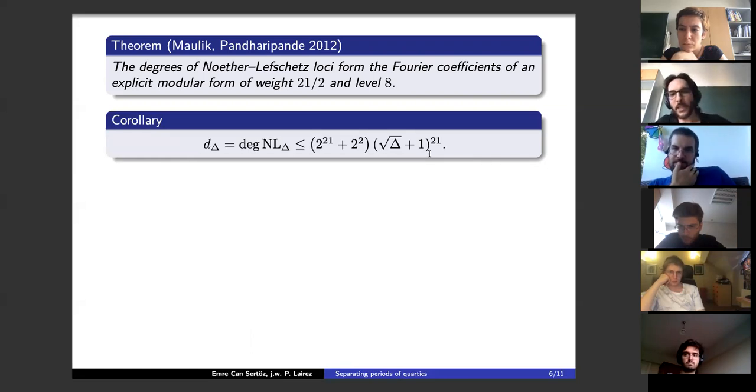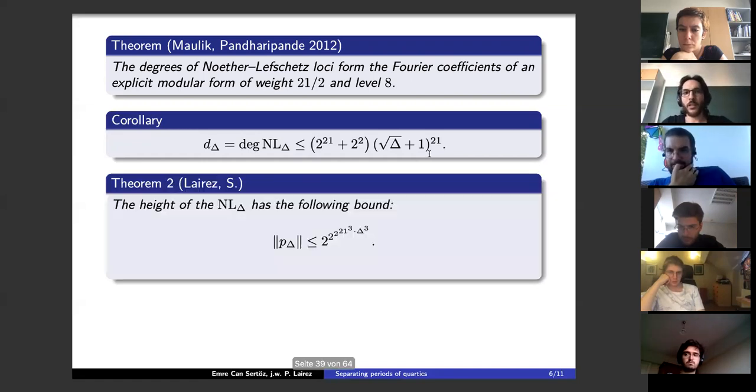Okay. Now I need to tell you how to bound the heights of the Noether-Lefschetz loci in order to make theorem 1 effective. And here, this is our contribution also, it says that the height of P delta is bounded by this rather ridiculously large number. It's triply exponential, so 2 to the 2 to the 2 to the 21 cubed delta cubed.